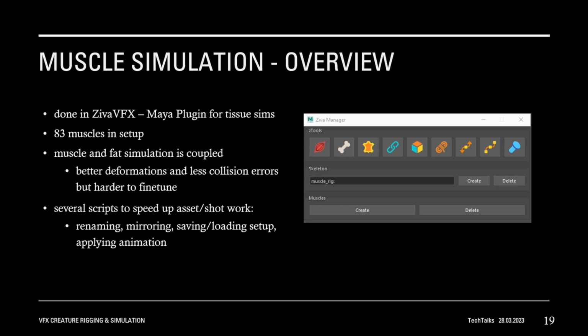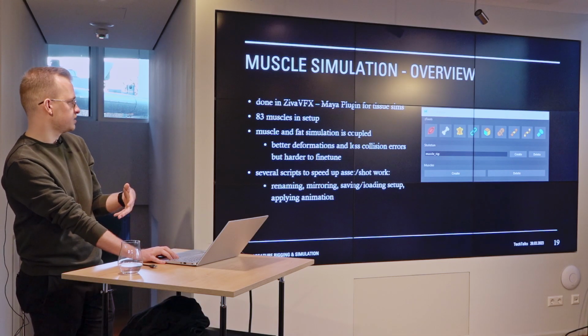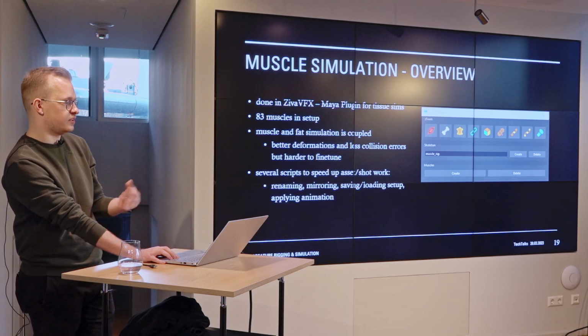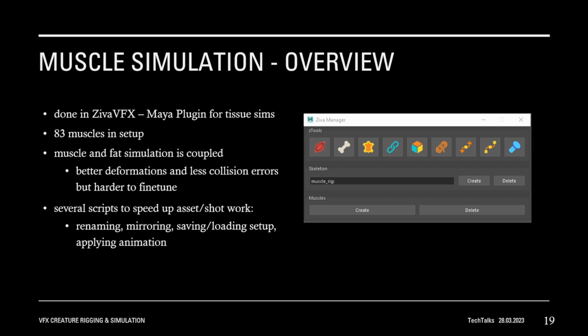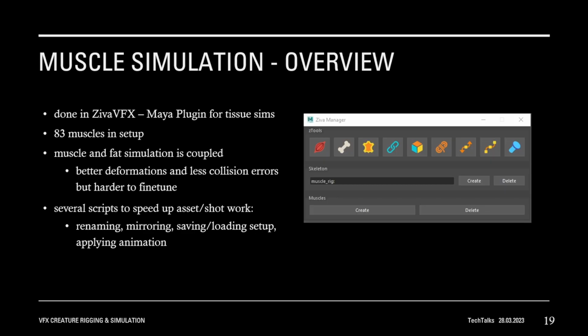Normally, this would be a two-step process. You would first simulate the muscles, then use them in the fat simulation as a collision object, and then simulate the fat. But for this creature, I combined them, so the muscle and the fat simulation is in one pass. So the fat reacts to the muscle and the muscle reacts to the fat. This has the advantage that you get a better deformation and also fewer collision errors. But it's way harder to fine-tune, since you always need to simulate both, since both have an effect on each other. Also, I created several scripts to speed up my asset and shot work.